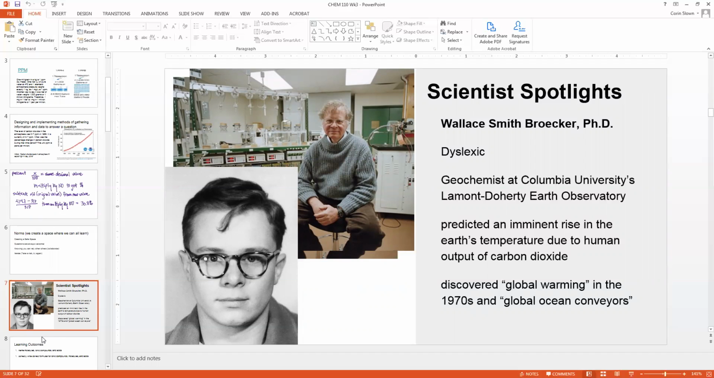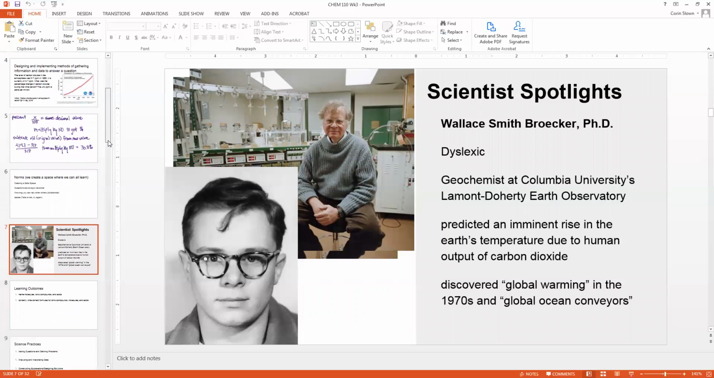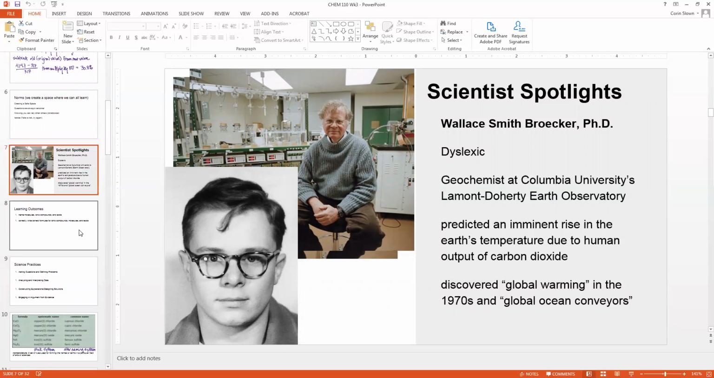I wanted to showcase him as a scientist because I feel like early on he developed a persistence when it came to solving problems. And intriguingly, had he not been dyslexic, I don't know that he would have developed that persistence, that stick-to-itiveness. That was really what allowed him to be successful in solving some of the problems. So he's a great example for us of refusing to give up and always iterating to improve our learning.